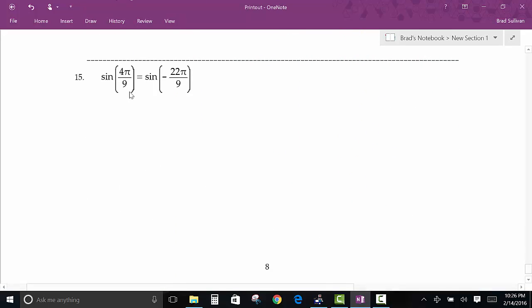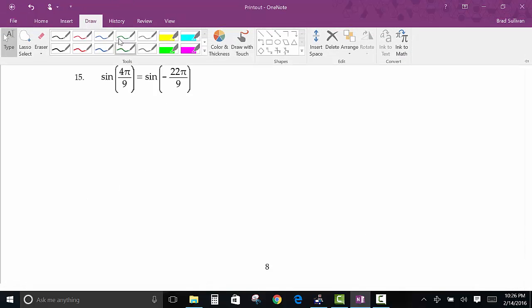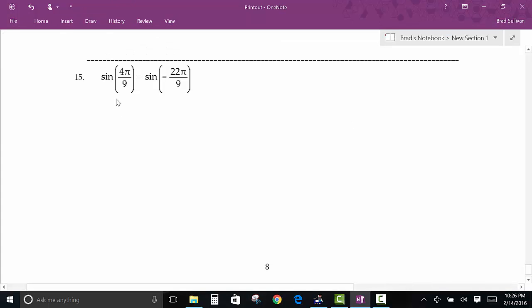Okay, let's look at this last one here and see what we can figure out. What I'm going to do is just convert these things to degrees because it's a little bit easier to see. So 180 divided by 9 is actually 20. So 4 times 20 is 80 degrees. So we're going to be looking at the sine of 80 degrees. That's a quadrant 1 angle. Without a doubt, that's going to give you a positive value.